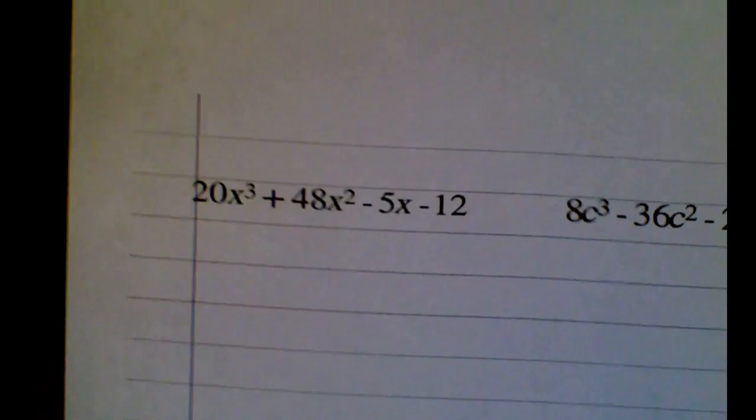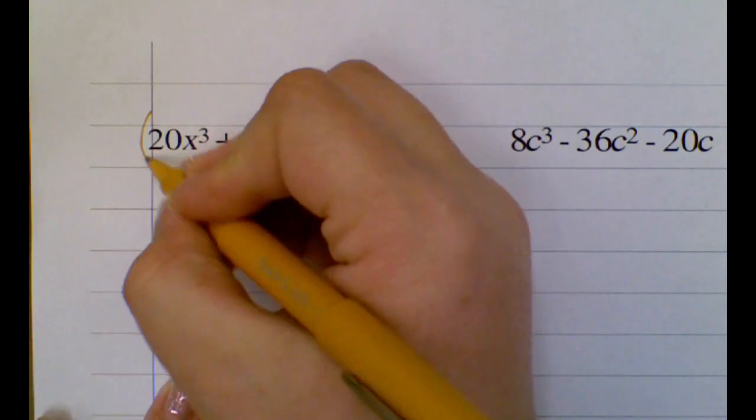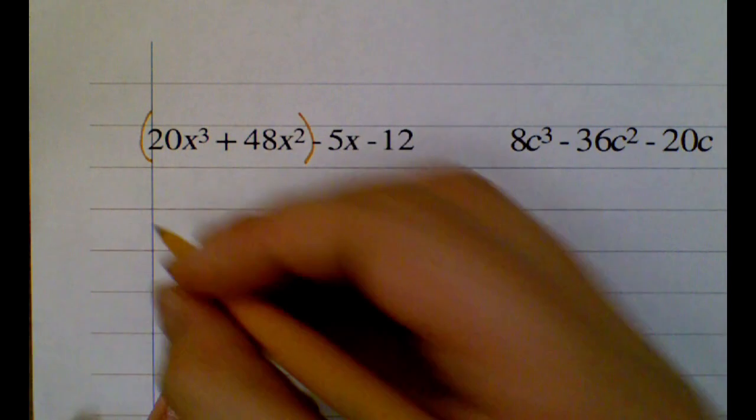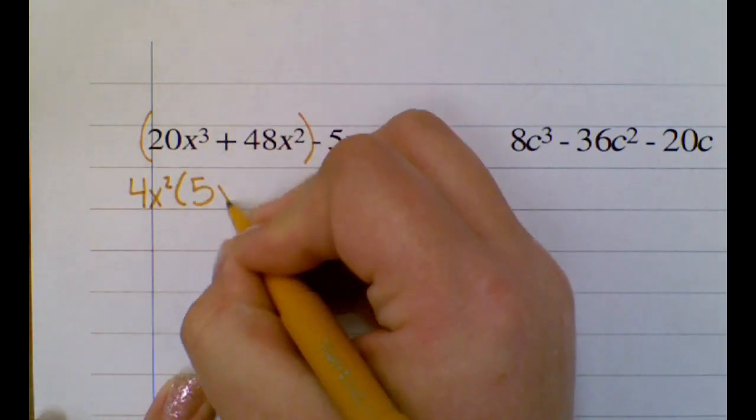And 2 more problems for us here. This first one, there are no like terms, so we're going to factor by grouping. So I start with my first 2 terms. Take out the GCF. I can take 4x squared out of both of them. That leaves me with 5x plus 12.